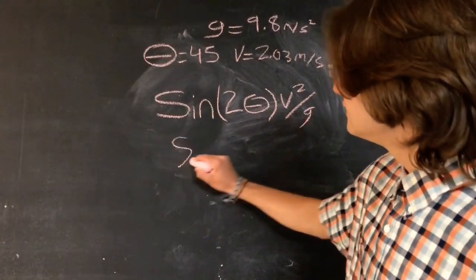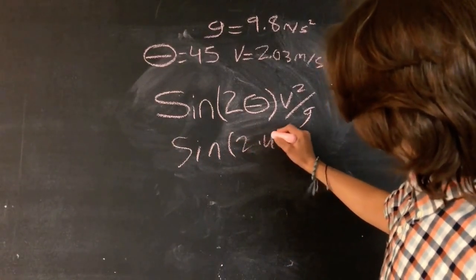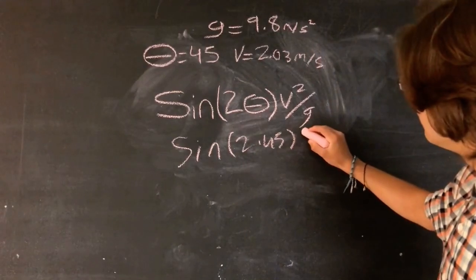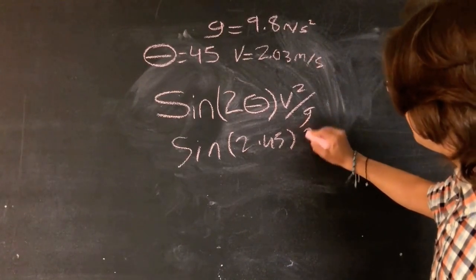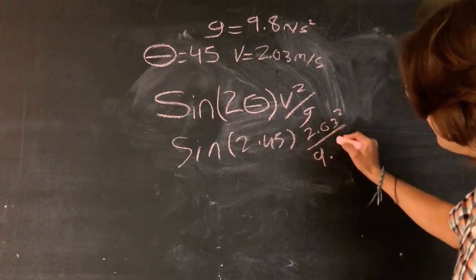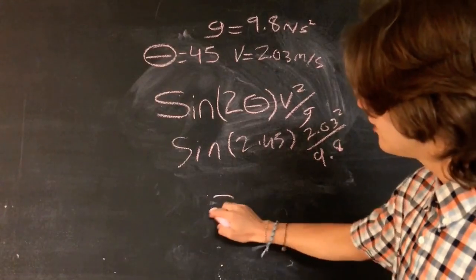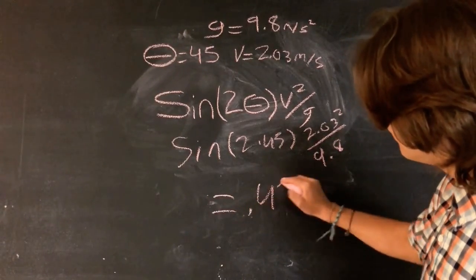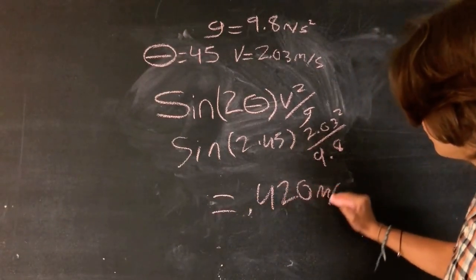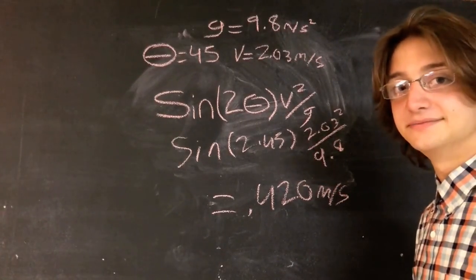Now let's solve for projectile motion. With our givens, we insert them. Sine of 2 times the 45 of theta. The v squared would be 2.03 squared divided by 9.8, which after you plug that into your calculator, you will get a grand total of 0.420 meters per second. I'm not kidding, 0.420 meters per second.